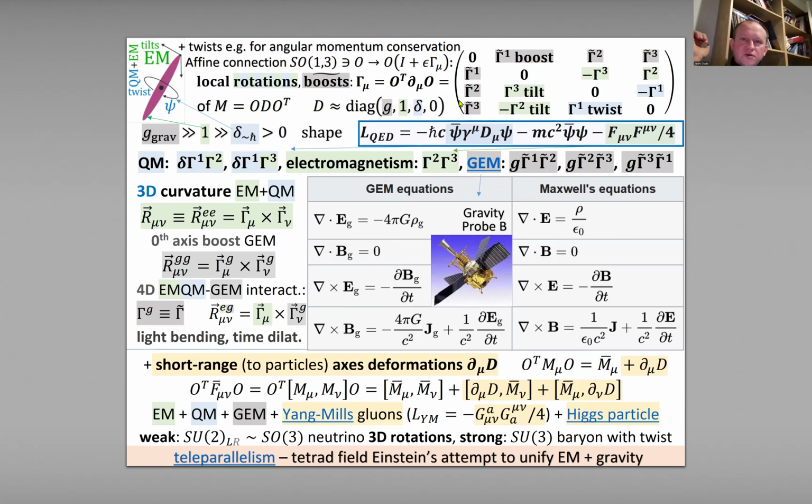So we will get also the second set of Maxwell equations for these boosts. It's called gravitoelectromagnetism, and it's seen as an approximation of general relativity confirmed by Gravity Probe. So we get this automatically. We get this unification, and there is also interaction between electromagnetism and gravitoelectromagnetism. For example, slowing down electromagnetic propagation in the presence of a gravitational field, which leads to light bending and time dilation.